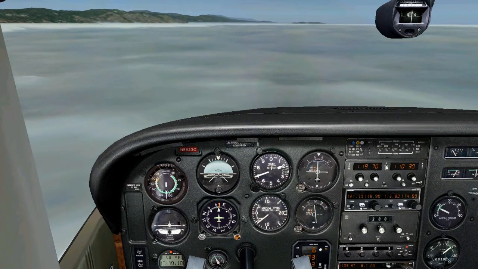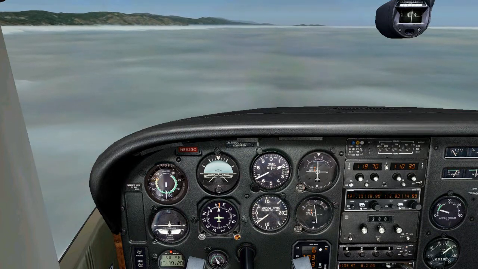Cessna 05 Charlie, cleared to land, runway 7.